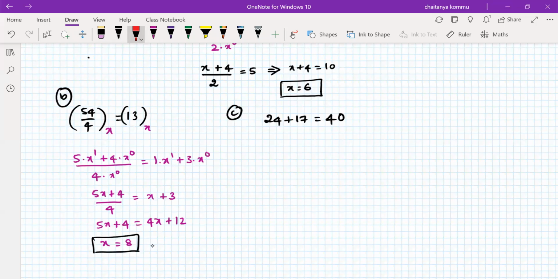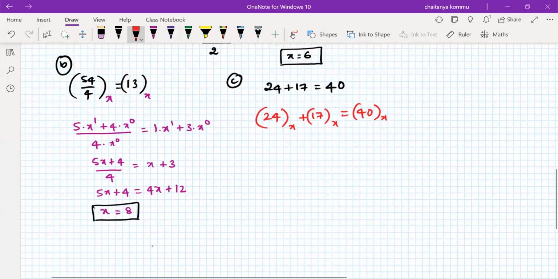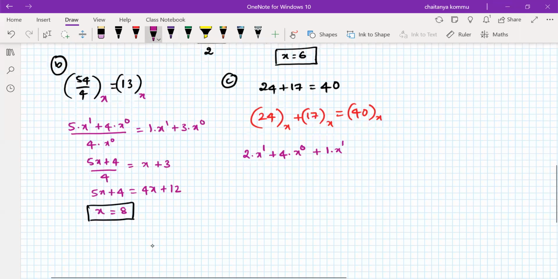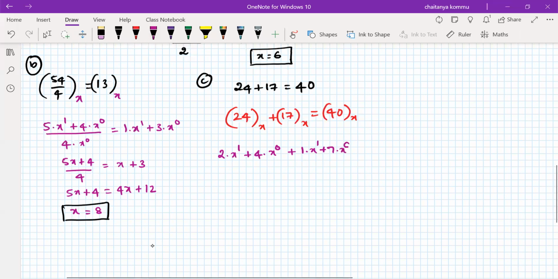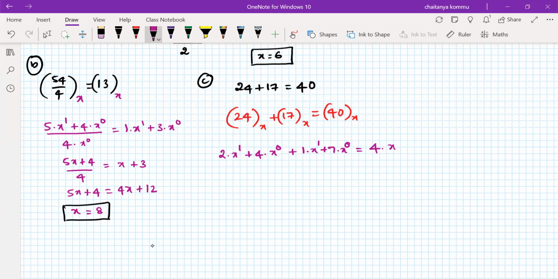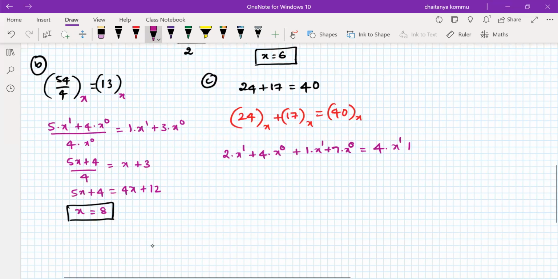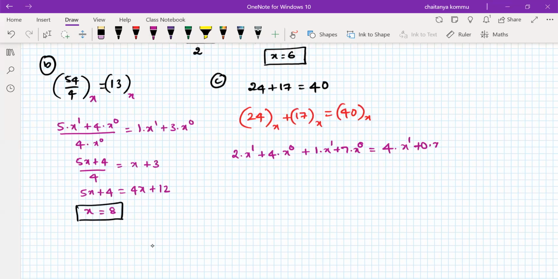So what we normally write is that 24 is a number in radix x, plus 17 is a number in radix x, and 40 is also in radix x. That means the entire radix should be the same, then only the addition is acceptable in that particular number system. Can we write like this? 2 into x to the power of 1 plus 4 into x to the power of 0 plus 1 into x to the power of 1 plus 7 into x to the power of 0 is equal to 4 into x to the power of 1 plus 0 into x to the power of 0.